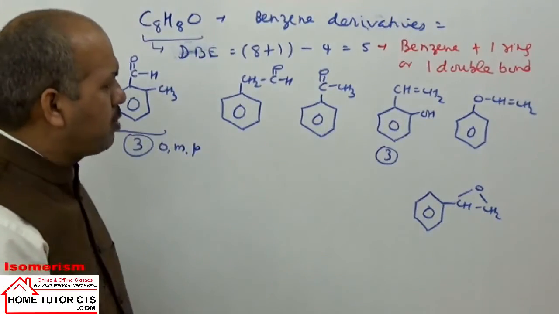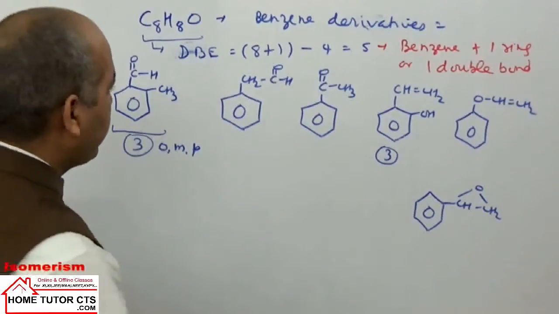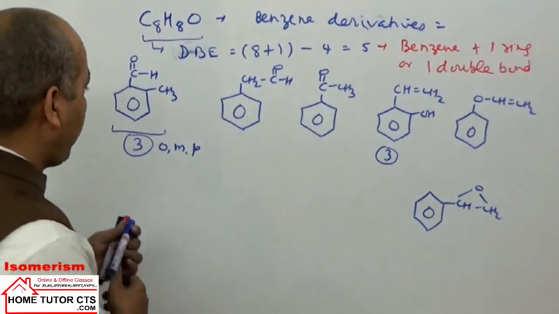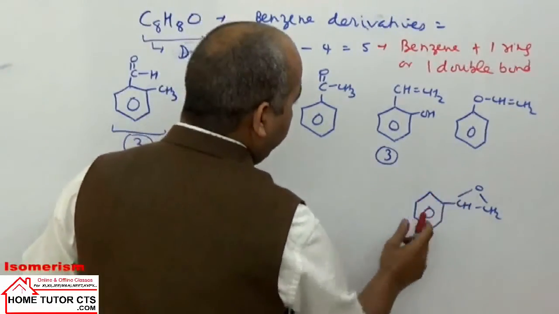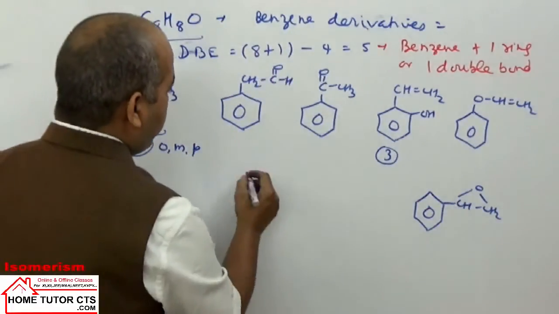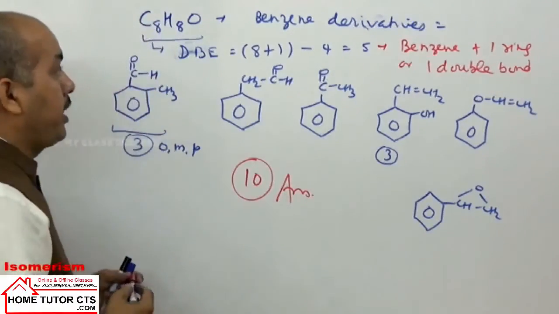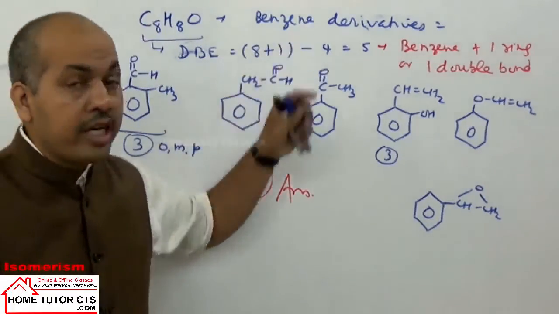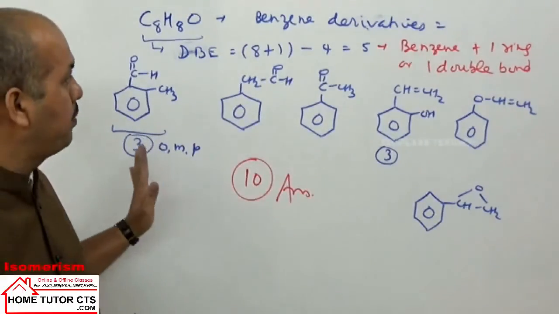Can you think of any possibility more? It's almost done here. You can take the total. How many isomers will we have? Can count 3, 4, 5 plus 3, 8, 9, 10. So in this case we can have 10 isomers possible for the structures. So we will have 10 structural isomers for this compound. I hope it is clear.